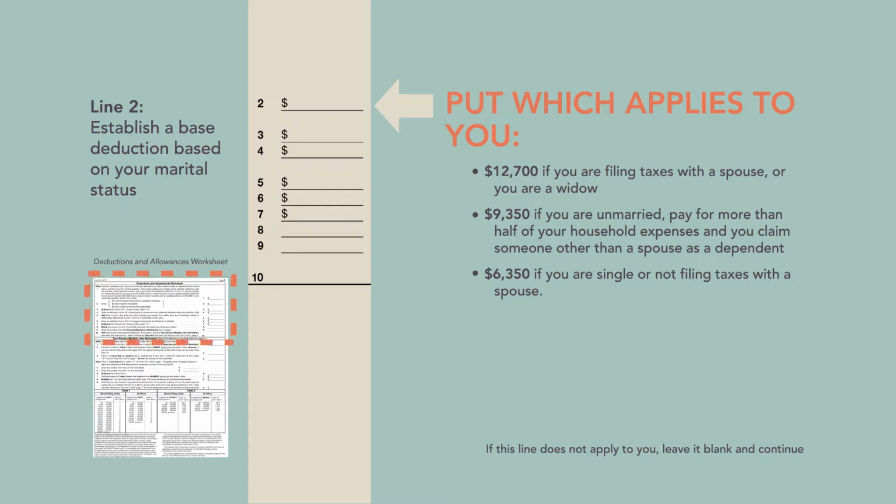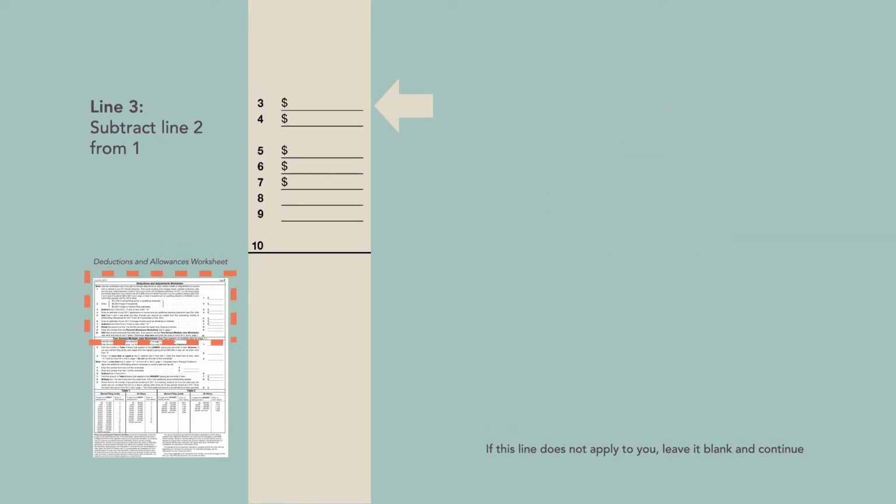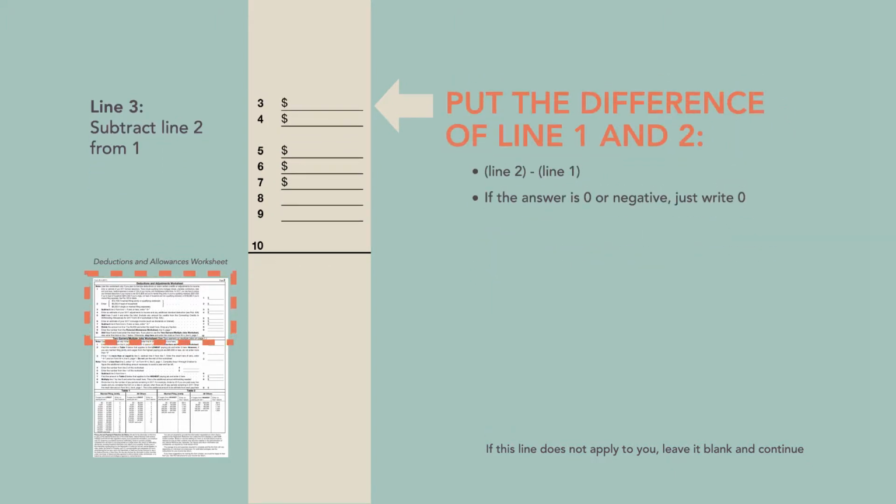Write $9,350 if you are unmarried, pay for more than half of your household expenses, and claim someone other than your spouse as a dependent. Write $6,350 if you are single or not filing taxes with a spouse. On line 3, write the difference of line 1 and line 2. If the answer is 0 or negative, just write 0.